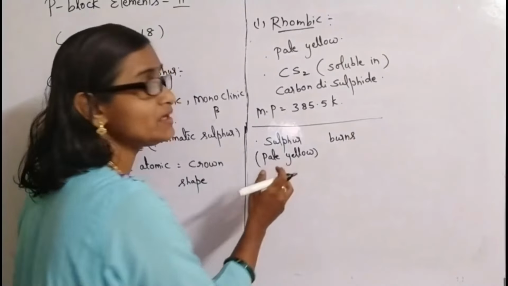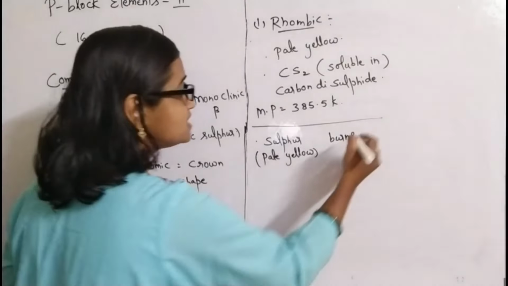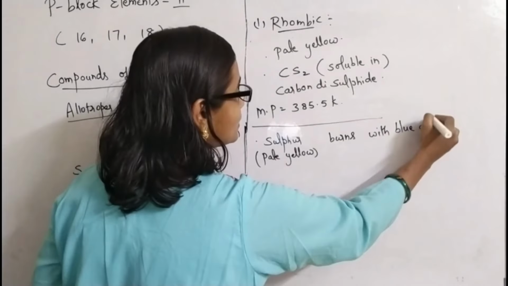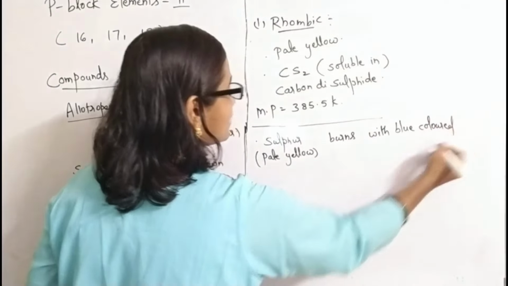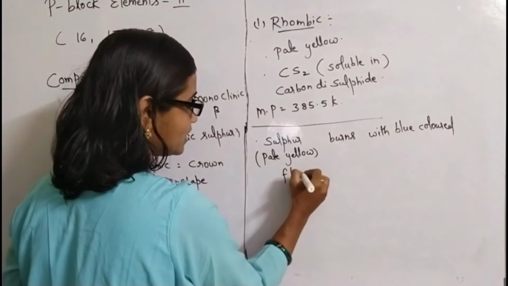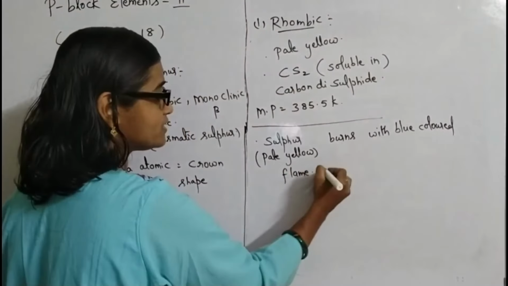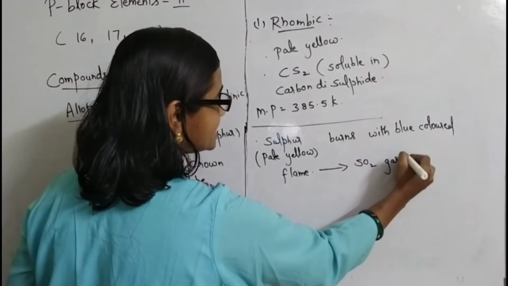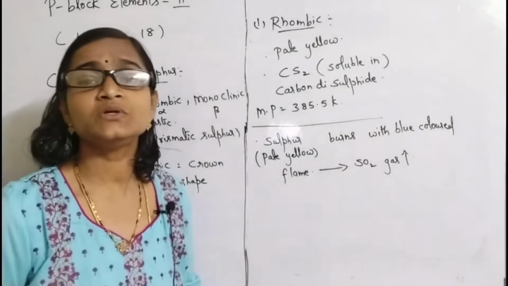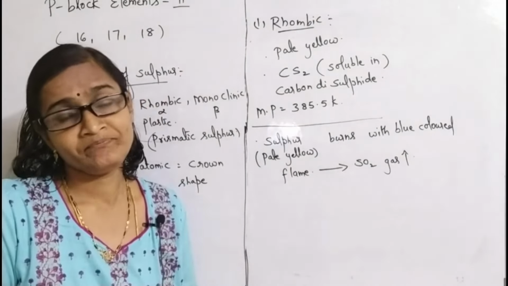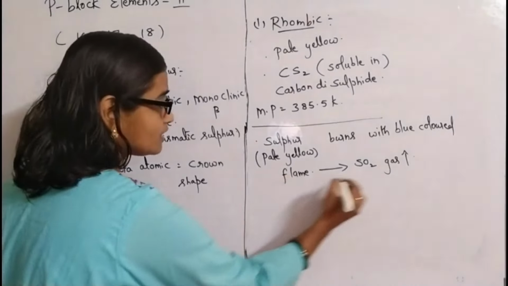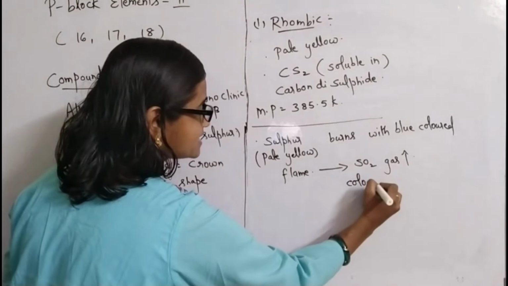When you keep that sulfur on a flame, it burns with a blue colored flame. Okay, and it produces sulfur dioxide gas. SO2 gas is released. That SO2 gas is actually colorless. SO2 gas is a colorless gas.